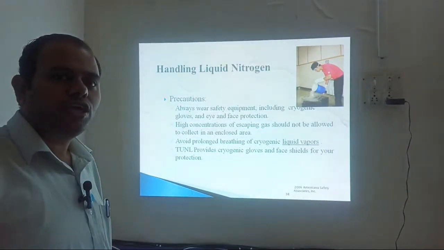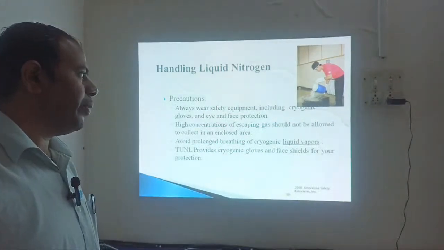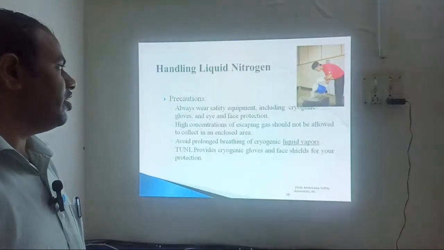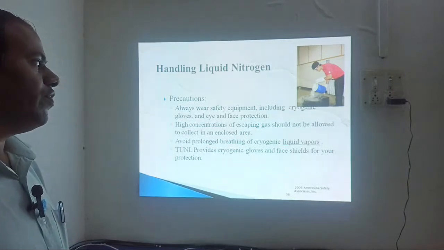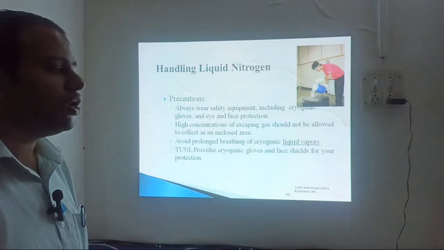You cannot touch the liquid nitrogen with bare hands. Always wear safety equipment including cryogenic gloves. There are specific gloves for that, and face and eye protection is also advised. High concentrations of escaping gases should not be allowed to collect in an enclosed area. You should always do it in an open area.